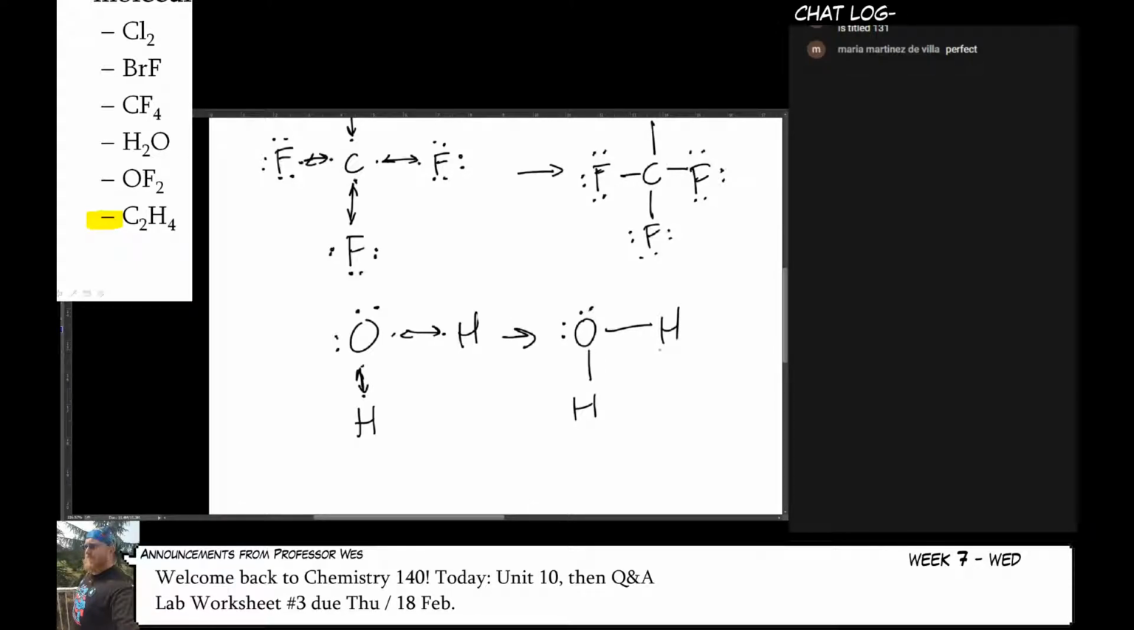There you go. There's water. Now for OF2, I end up in the same situation. Let's just erase this here. There's my oxygen. Fluorine looks like this with 7 valence electrons. I did that incorrectly, but that's okay.